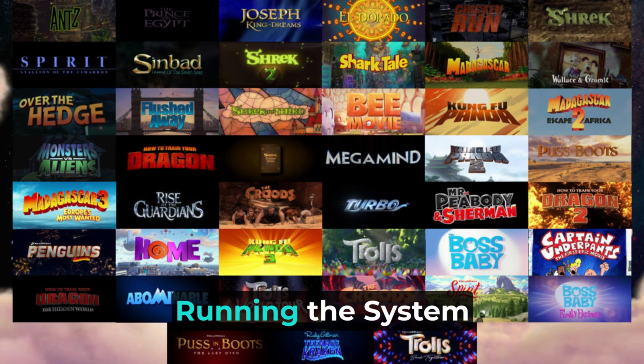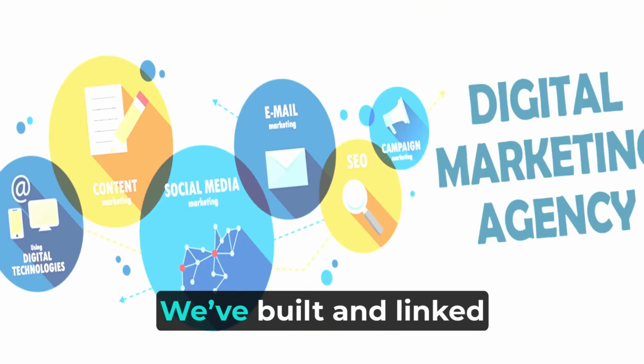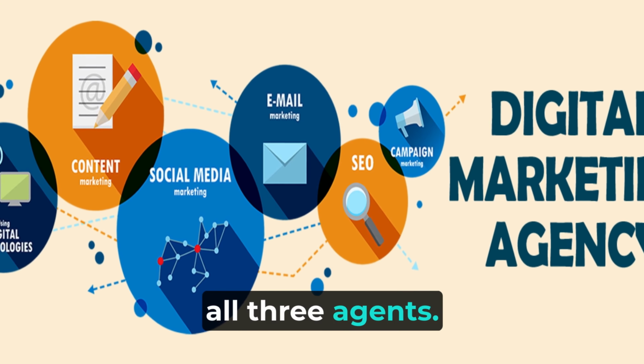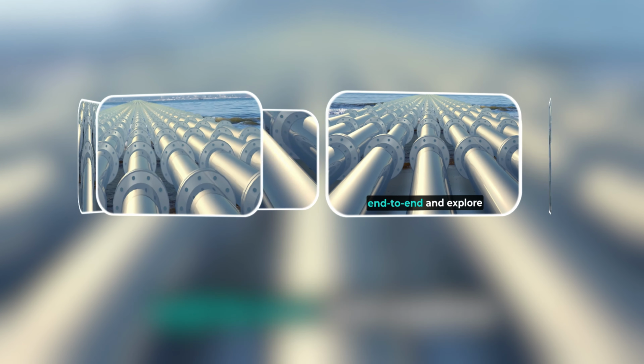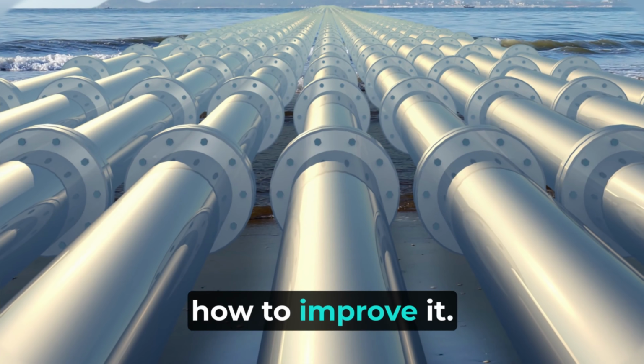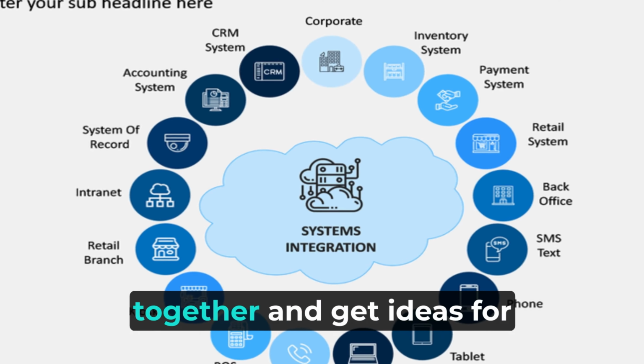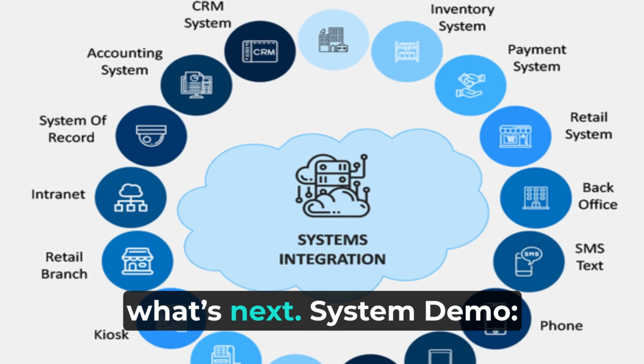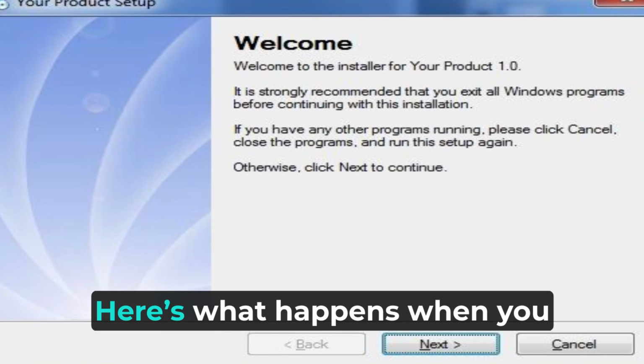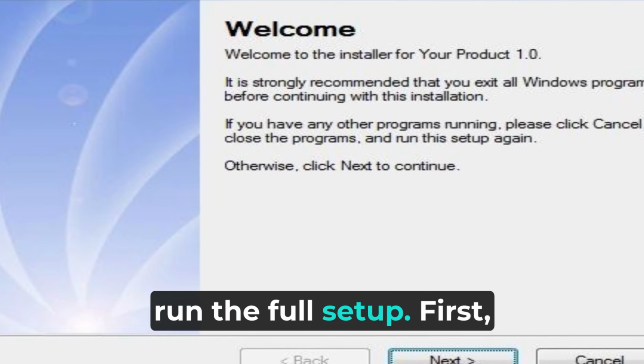Part 5. Running the system and next steps. We've built and linked all 3 agents. Now let's run the pipeline end to end and explore how to improve it. You'll see the system working together and get ideas for what's next. System demo. Here's what happens when you run the full setup.